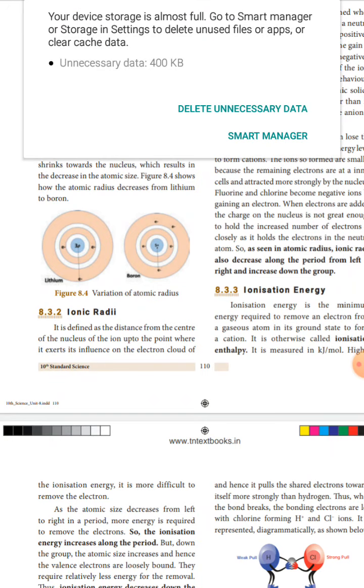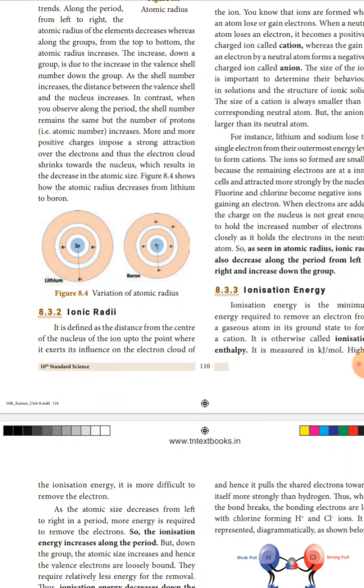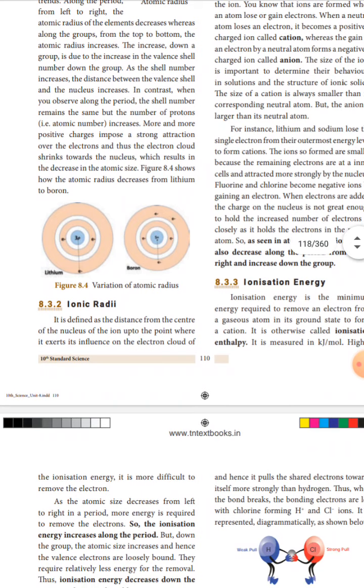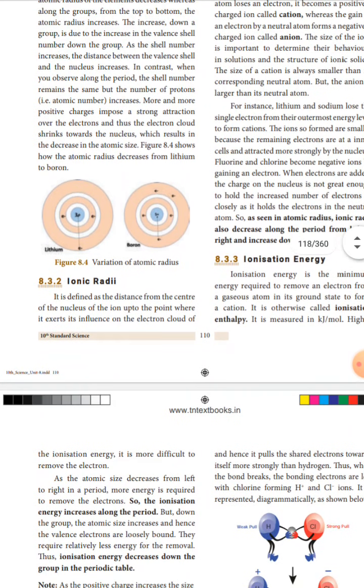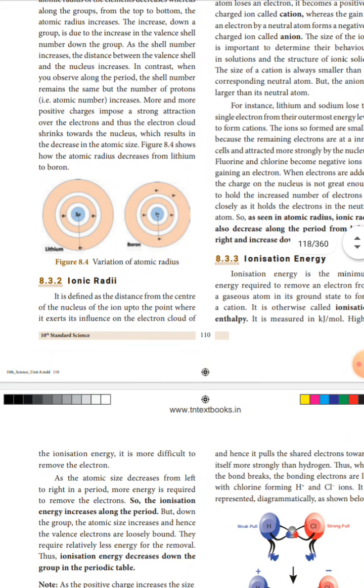Because of the strong attraction by the nucleus, what happens? See, the electron cloud shrinks towards the nucleus. So atomic size is going to decrease when we move from left to right in the modern periodic table.